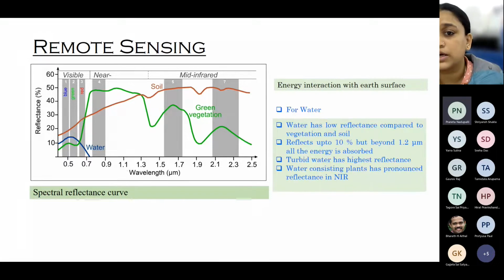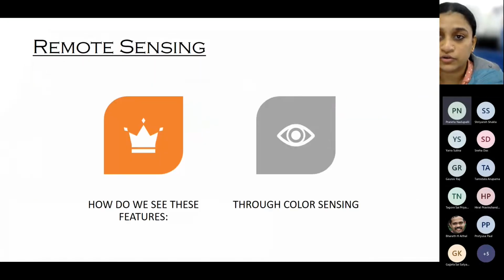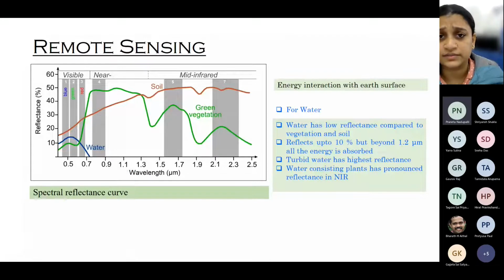The next is water. Water has very low reflectance when compared to vegetation and soil, but it has a total absorption, or it totally absorbs, in the NIR region. So that is where we use this NIR region for identification of water bodies. So it completely appears black.